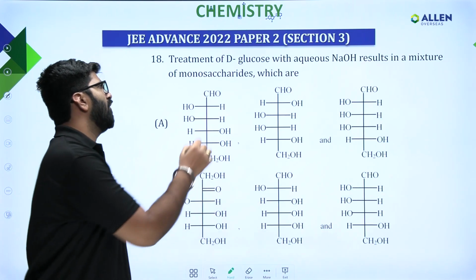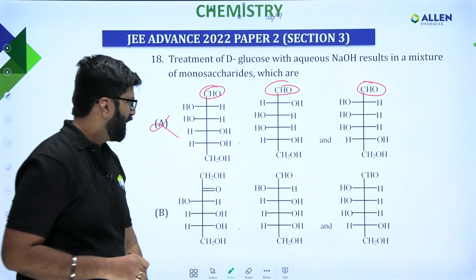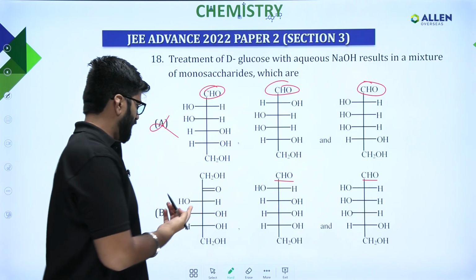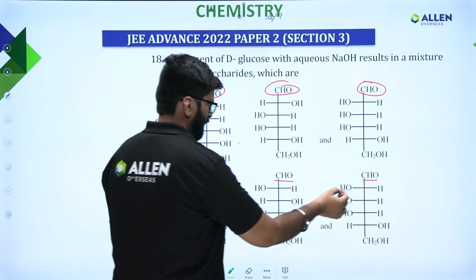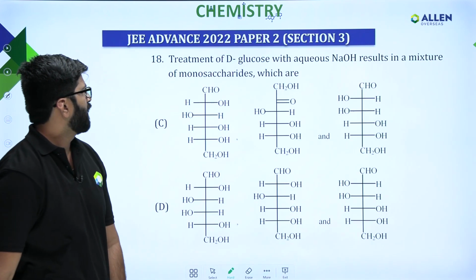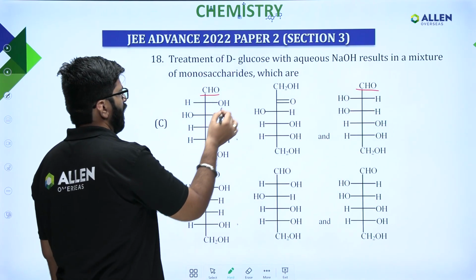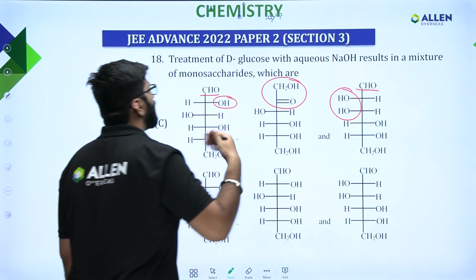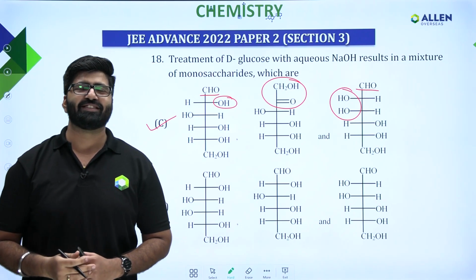First, all of them have CHO, CHO, CHO. So this is not possible. Yes, 2 of them have CHO and 1 again, but there is one problem, like over here there is OH on the 3 side. This is also not correct. Your third option, yes, CHO, CHO, and this compound. So your correct option for your 18th question is your option C.